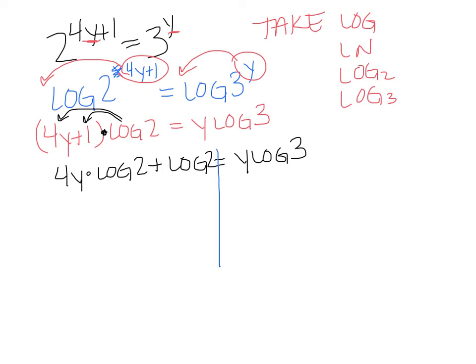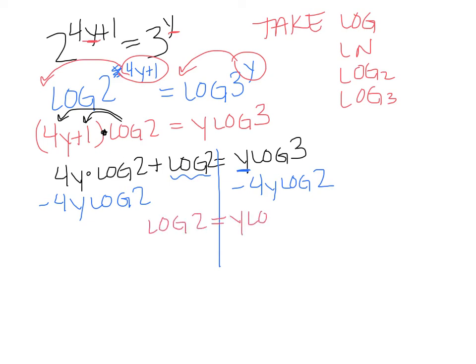It doesn't really matter which side you move it to, but since I only have a y term over here, and I also have a number term on the left, I'm going to move my y's to the right-hand side. To do that, I'm going to subtract 4y log of 2 from both sides. So now I end up with the log of 2 equals y times the log of 3 minus 4y times the log of 2.